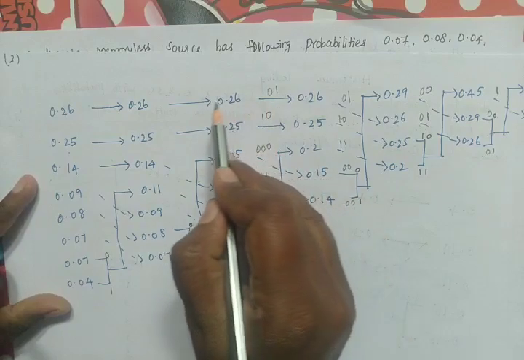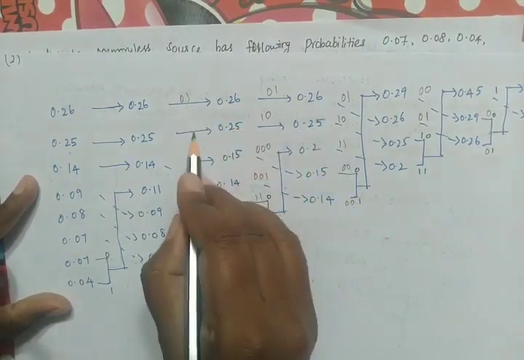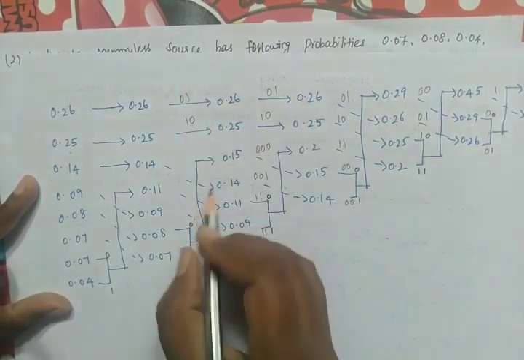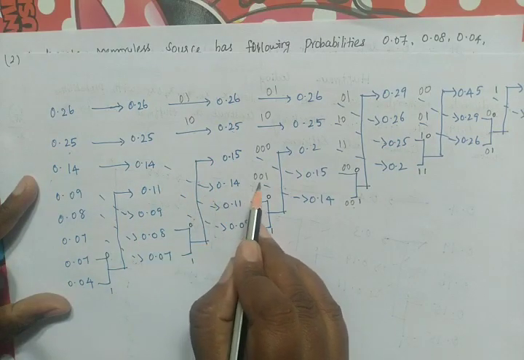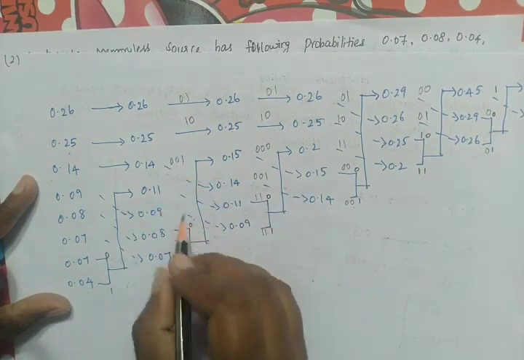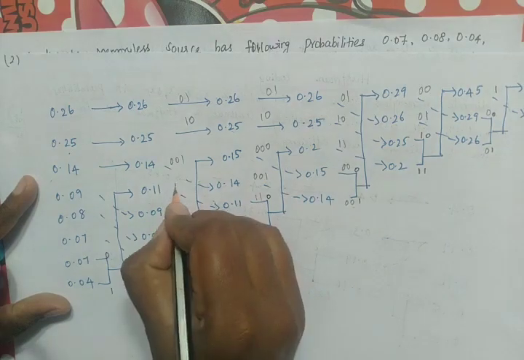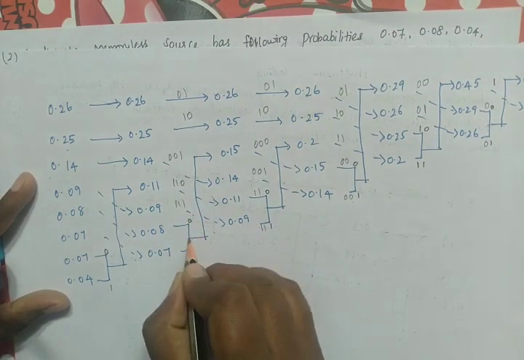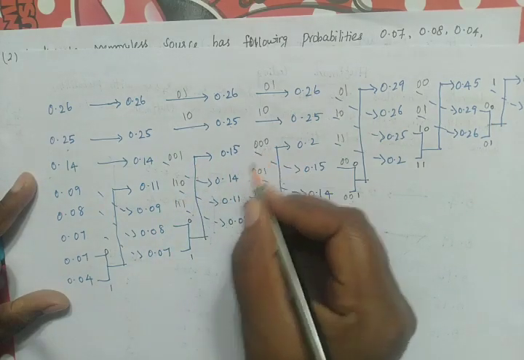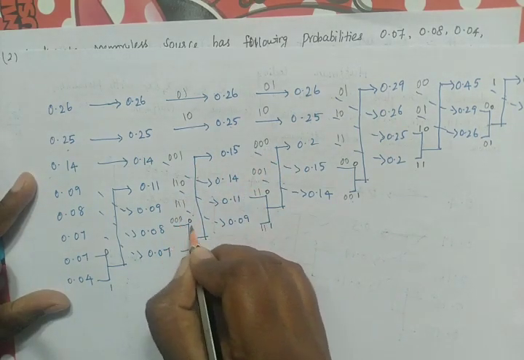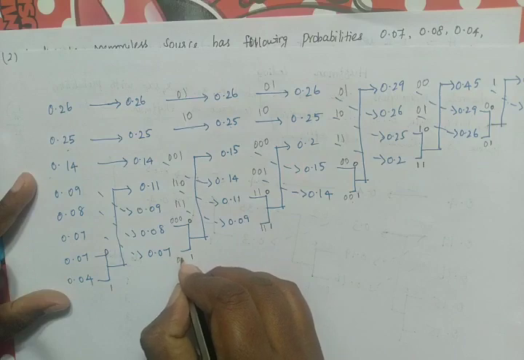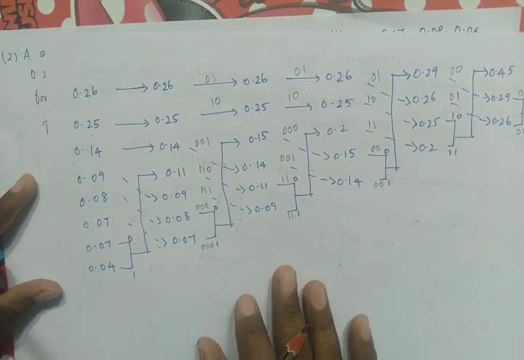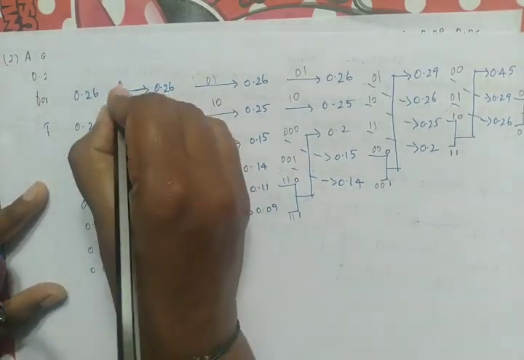Here it is 0, 1. Here it is 1, 0. Now it is 0, 0, 1. And now here 1, 1, 0. And now here 1, 1, 1. Now check here, it is 0, 0, 0. So write that 0, 0, 0 before this 0. Next, here it is 0, 1.